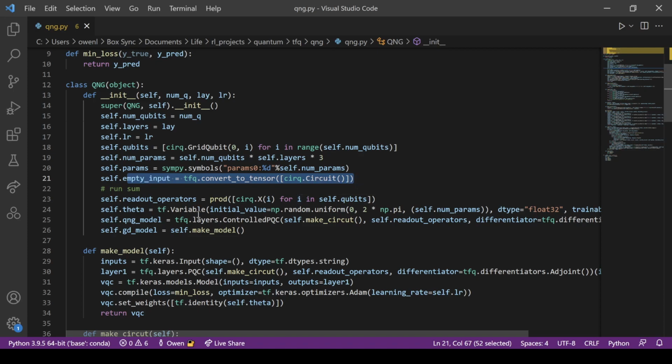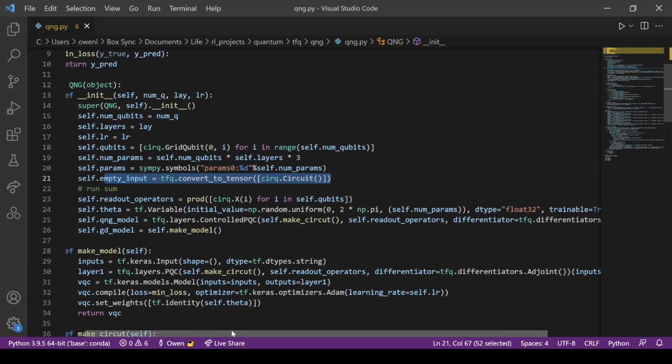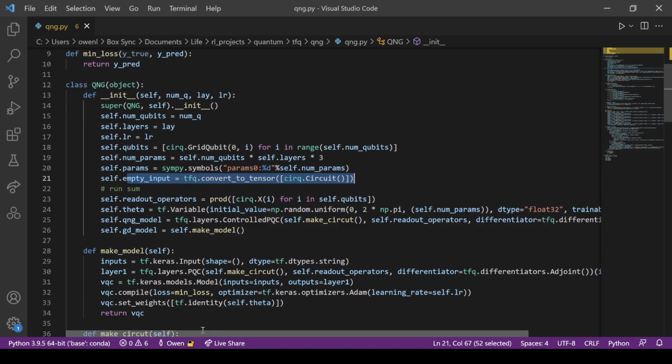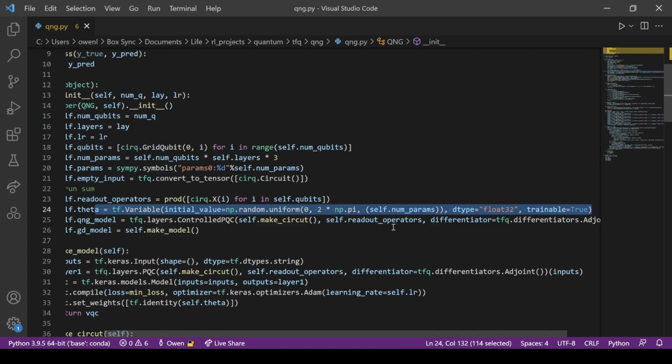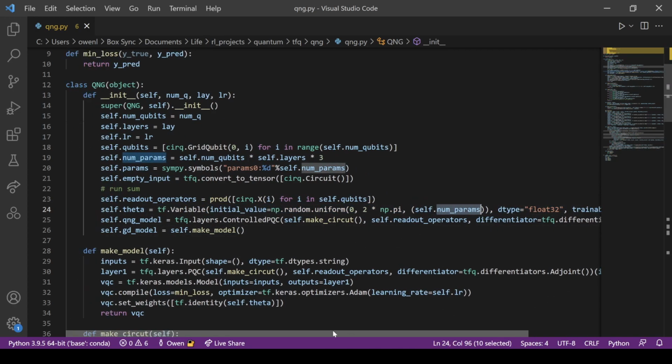And then we create our weights, which is going to be these data parameters. So there's going to be however many parameters there are, and they're going to be trainable. Our quantum natural gradient model is going to be a controlled parametrized quantum circuit because we're going to use this for the fidelity operation in TFQ.